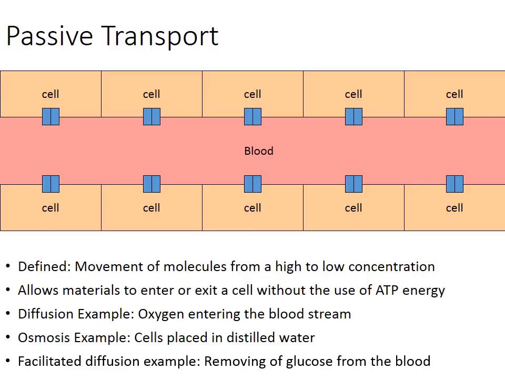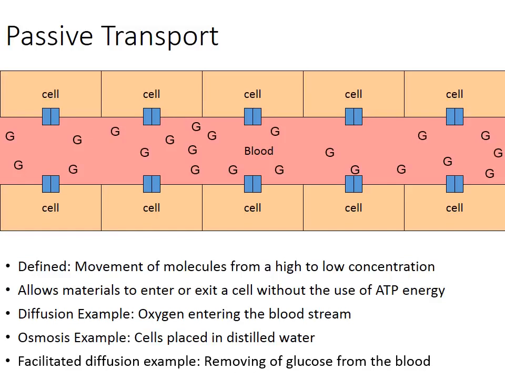And the last example of passive transport that I want to mention is something called facilitated diffusion. And this is a great example of how glucose is removed from our blood. First of all, the word facilitate means simply to help. Glucose is a fairly large molecule and it needs help getting past the cell membrane into the cells. So there's these little protein channels, these little gateways that will allow molecules like glucose to come into the cell.